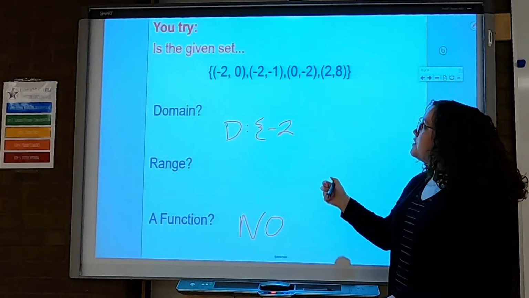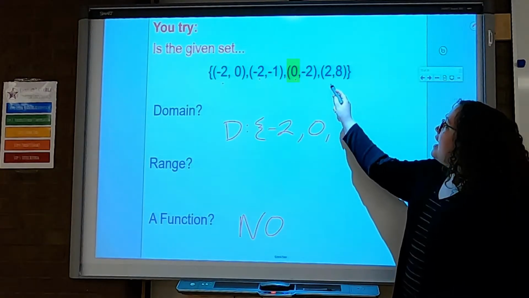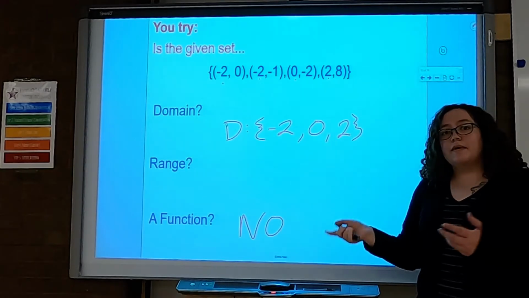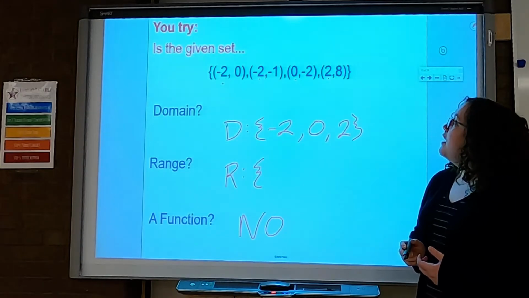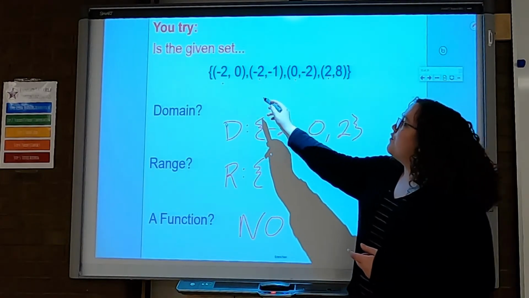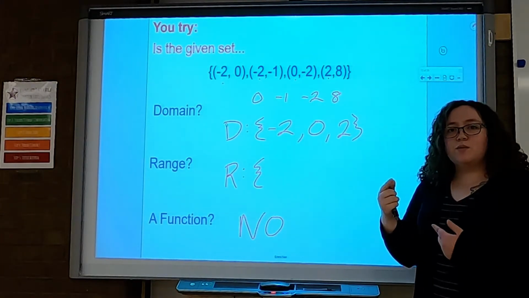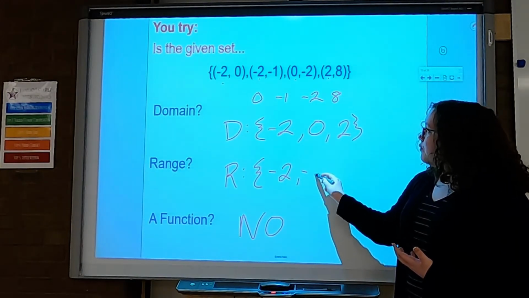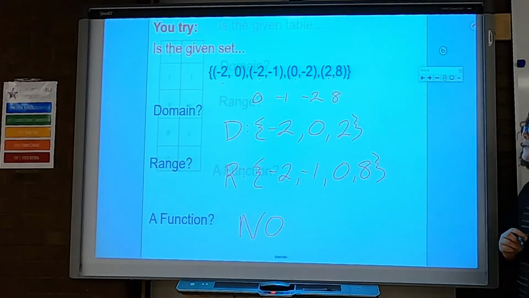Negative 2 does not need to be written twice, so we've got that one done and that one done. Next is a 0, and last is a positive 2. All right, excellent. Range is going to be all of our y values, so range is, let's see, we've got a 0, a negative 1, a negative 2, and an 8. Oh, hey, look, this one is not quite in order. This means we have to rearrange it ourselves so it is in numerical order. We've got a negative 2, negative 1, 0, and an 8. There we go.